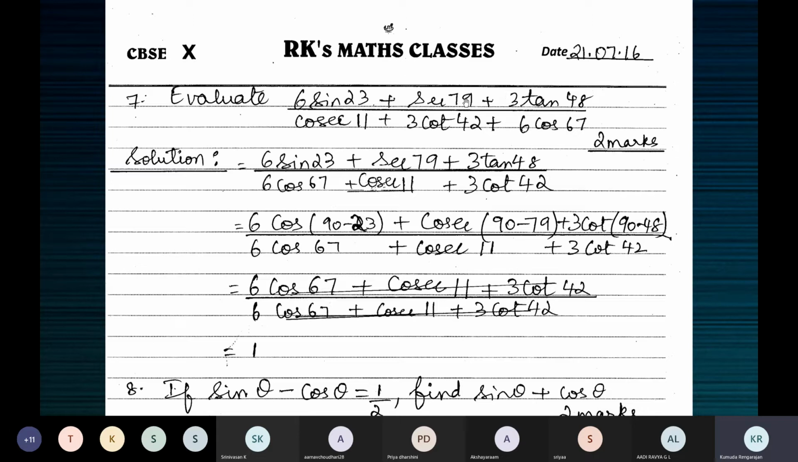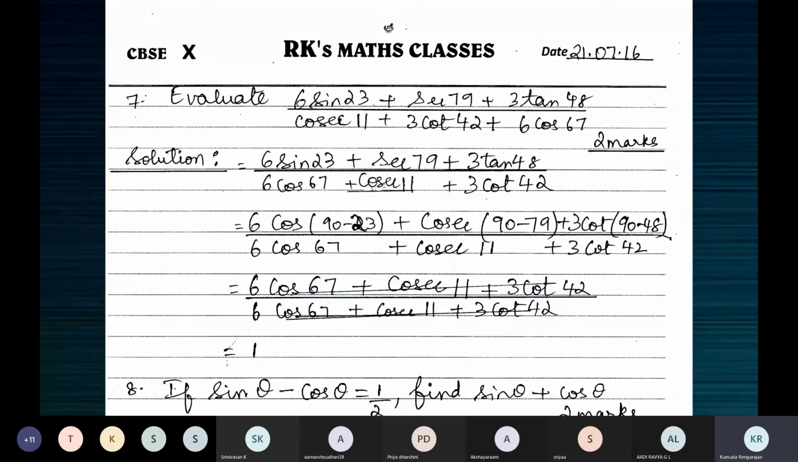Similarly, secant 79 and cosecant 11. Secant, cosecant, 79, 11. 79 plus 11 is 90. Secant and cosecant are complementary ratios. So these two, secant 79 and cosecant 11, read different, but they have the same value.